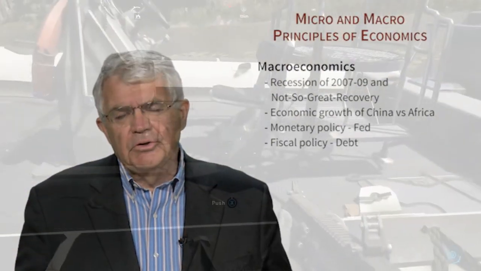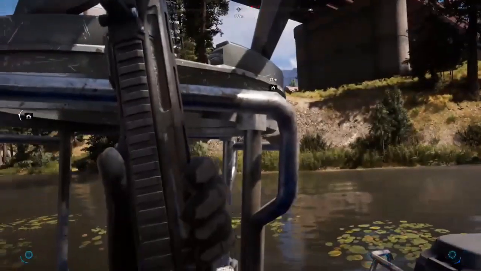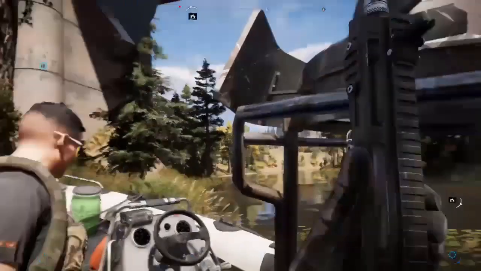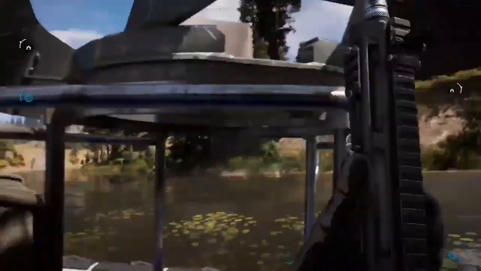Why is economic growth in China more than Africa? Well, why is the Chinese economy doing well? That's kind of a macroeconomic question, the whole country of China versus the whole continent of Africa.